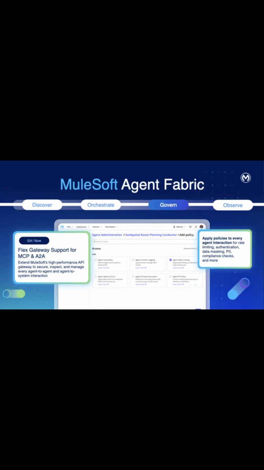Govern. Flex Gateway for agents, extending MuleSoft's proven Flex Gateway to secure, inspect, and manage every agent-to-agent and agent-to-system interaction. It enforces enterprise policies like rate limiting, authentication, data masking, and compliance checks, ensuring every interaction is consistent, compliant, and secure.